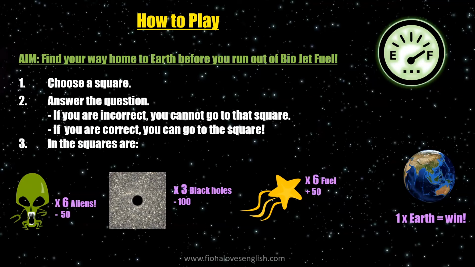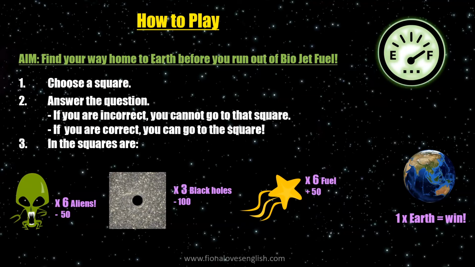Behind each square could be an alien, a black hole, a shooting star, or the Earth. There are 6 aliens, and if your student finds an alien, they lose 50 units of biojet fuel. If they get sucked into a black hole, they lose 100 units of biojet fuel. But luckily there are 6 shooting stars. These will give your student an additional 50 units of biojet fuel. And if they find Earth, they win.